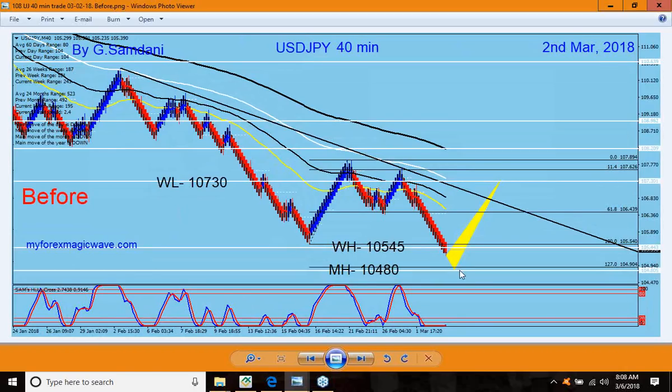This is the one. 40-minute chart on the second, last Friday. I showed you that, it's right around this area we're going to go up. And right exactly from there, again, you see the yellow thing? I said, maybe we're going to bounce from 105.45 or 104.80.